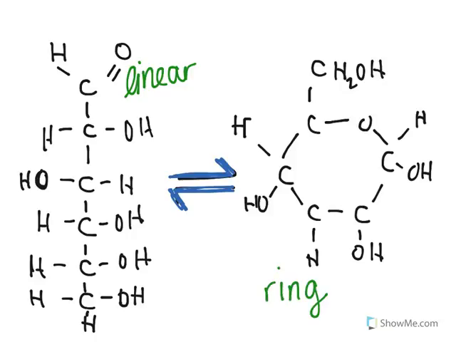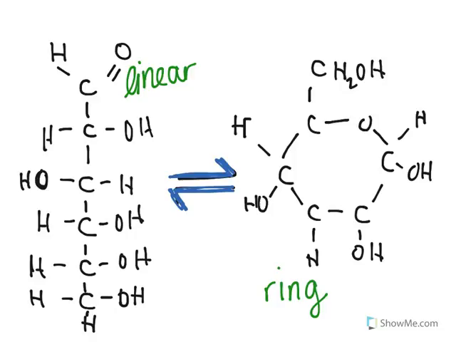So often, monosaccharides can come in both of these types of forms. They can either be found in a linear structure or a ring structure. But for the most part, they favor the ring structure because it is much more stable.